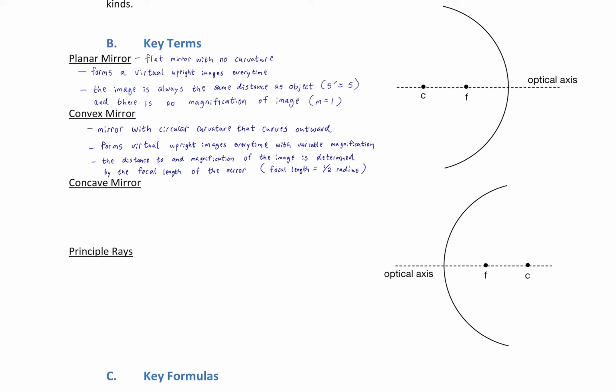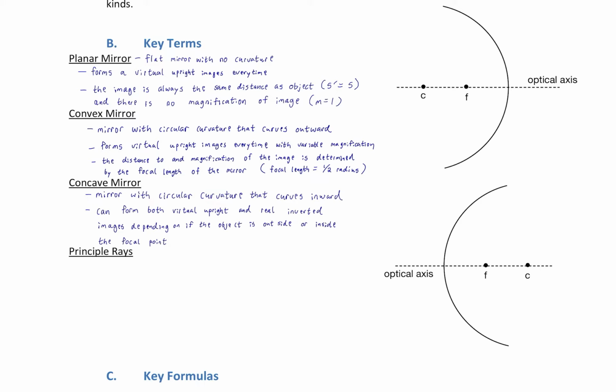All right, so then on to concave mirrors. These are mirrors that are curved inward, again, soon to be circular, okay? And what's cool about concave mirrors is they can form both virtual upright and real inverted images. Okay, so they do both. Concave mirrors are variable. They're utilitarian. They can form all different types of images.